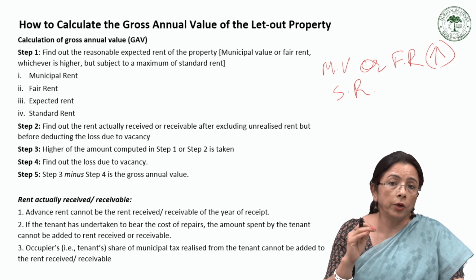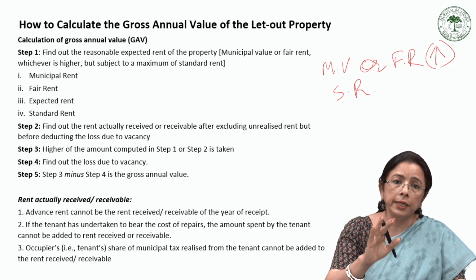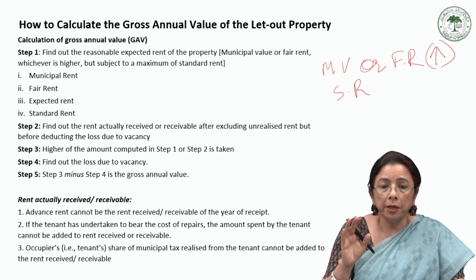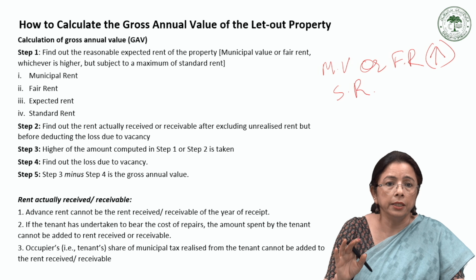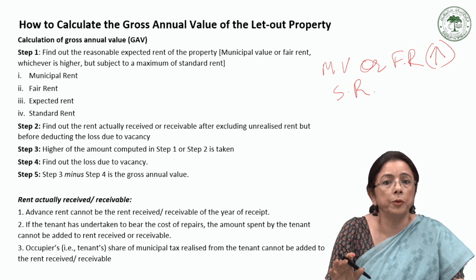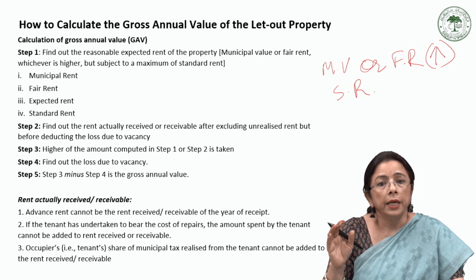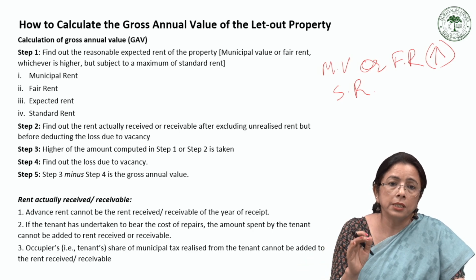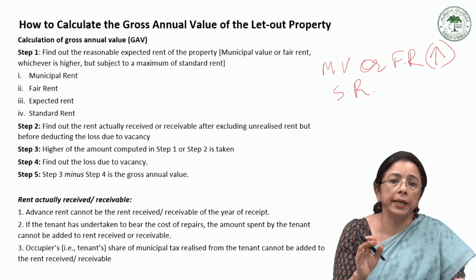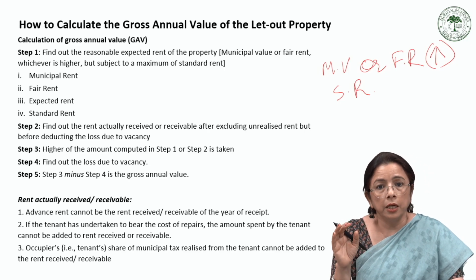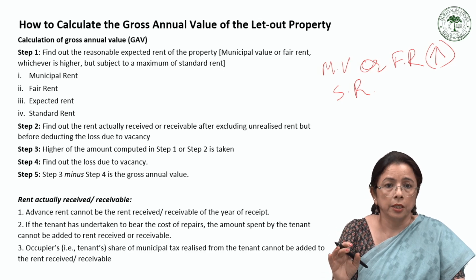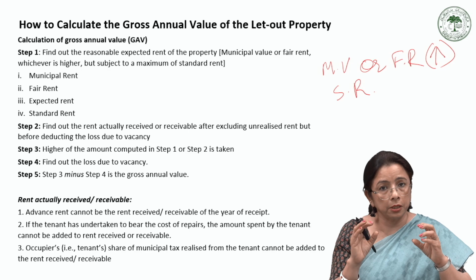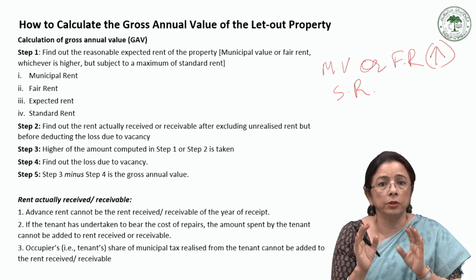And what is fair rent? Expected rent is deemed to be the sum for which the property might reasonably be expected to be let. But fair rent is the rent which is fetched by the similar property in the same or similar locality. And what is standard rent? It is the maximum rent which a person can legally recover from the tenant under the Rent Control Act. So therefore, the first step is the most important, that is we have to find out the expected rent.